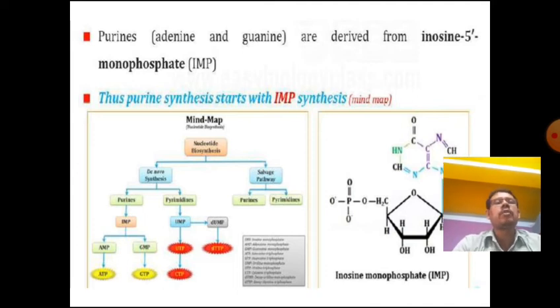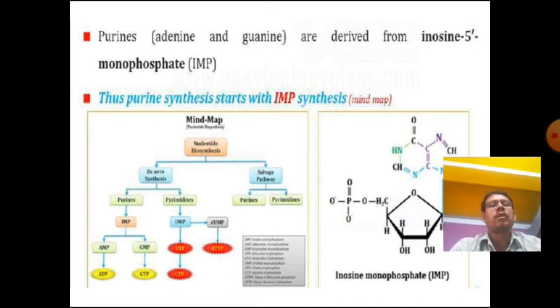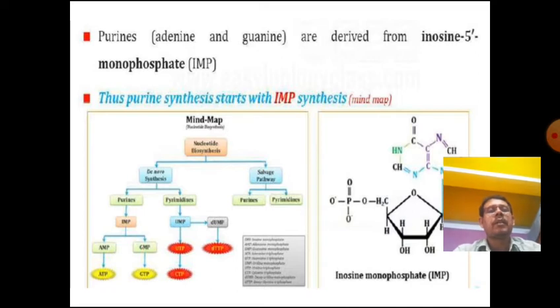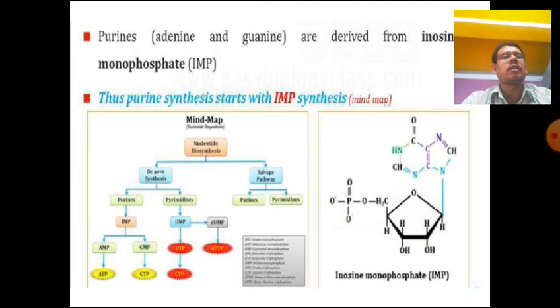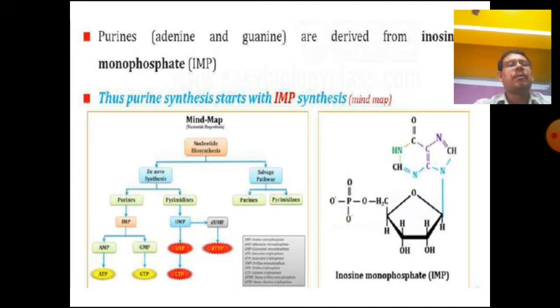Purine nucleus in this group, adenine and guanine, but adenine and guanine are not produced directly. First, inosine monophosphate is produced. This is the schematic diagram. This is the structure of inosine monophosphate: the purine nucleus with ribose 1-phosphate, that is called inosine monophosphate.